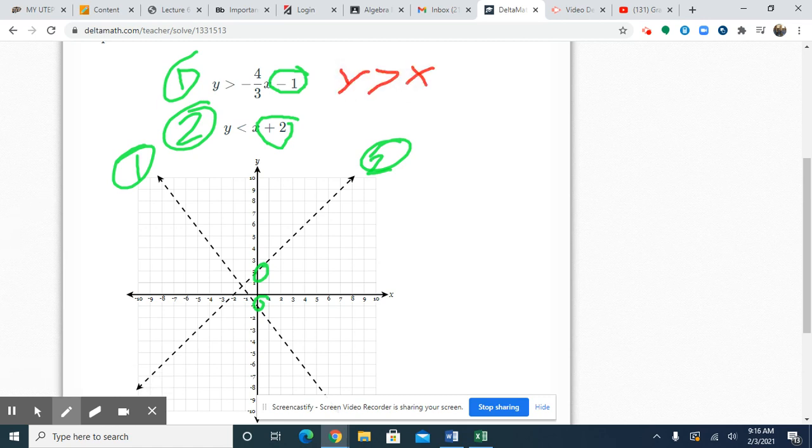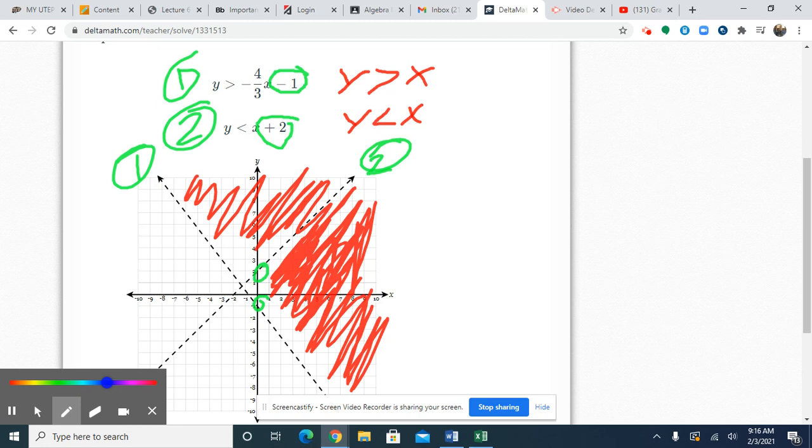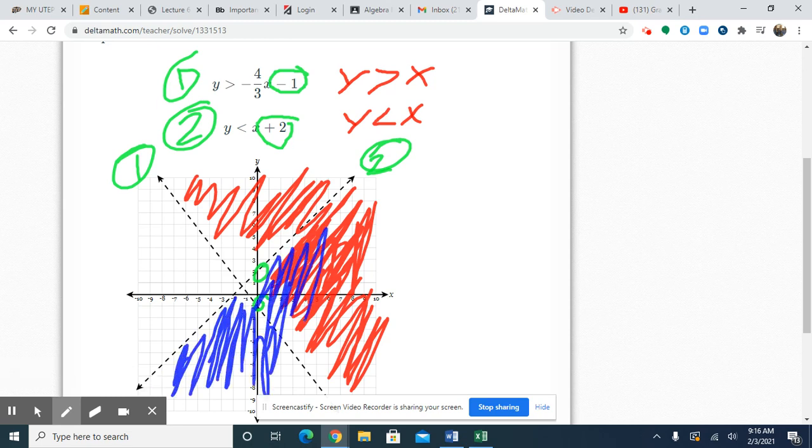y is greater than x, y is less than x. So if y is greater than x, that means that the shading for line 1 should be on this top part right here. And then the shading for line 2 would be on the bottom section, which ends up shading this region right here.